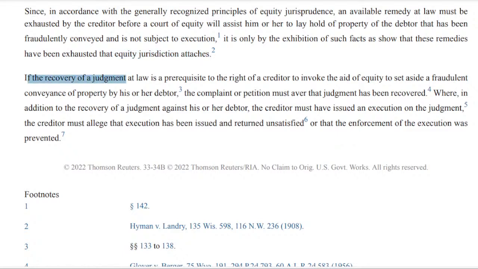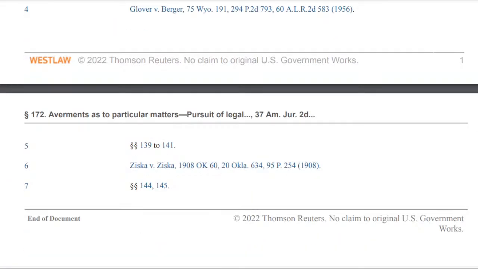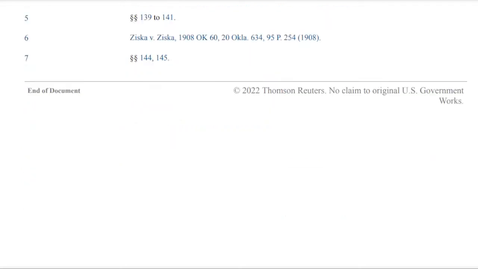If the recovery of a judgment at law is a prerequisite to the right of a creditor to invoke the aid of equity to set aside a fraudulent conveyance of property by his or her debtor, the complaint or petition must aver that the judgment has been recovered. Where, in addition to the recovery of a judgment against his or her debtor, the creditor must have issued an execution on the judgment, the creditor must allege that the execution has been issued and returned unsatisfied, or that the enforcement of the execution was prevented. And that's from footnote 7. That's from sections 144 and 145.